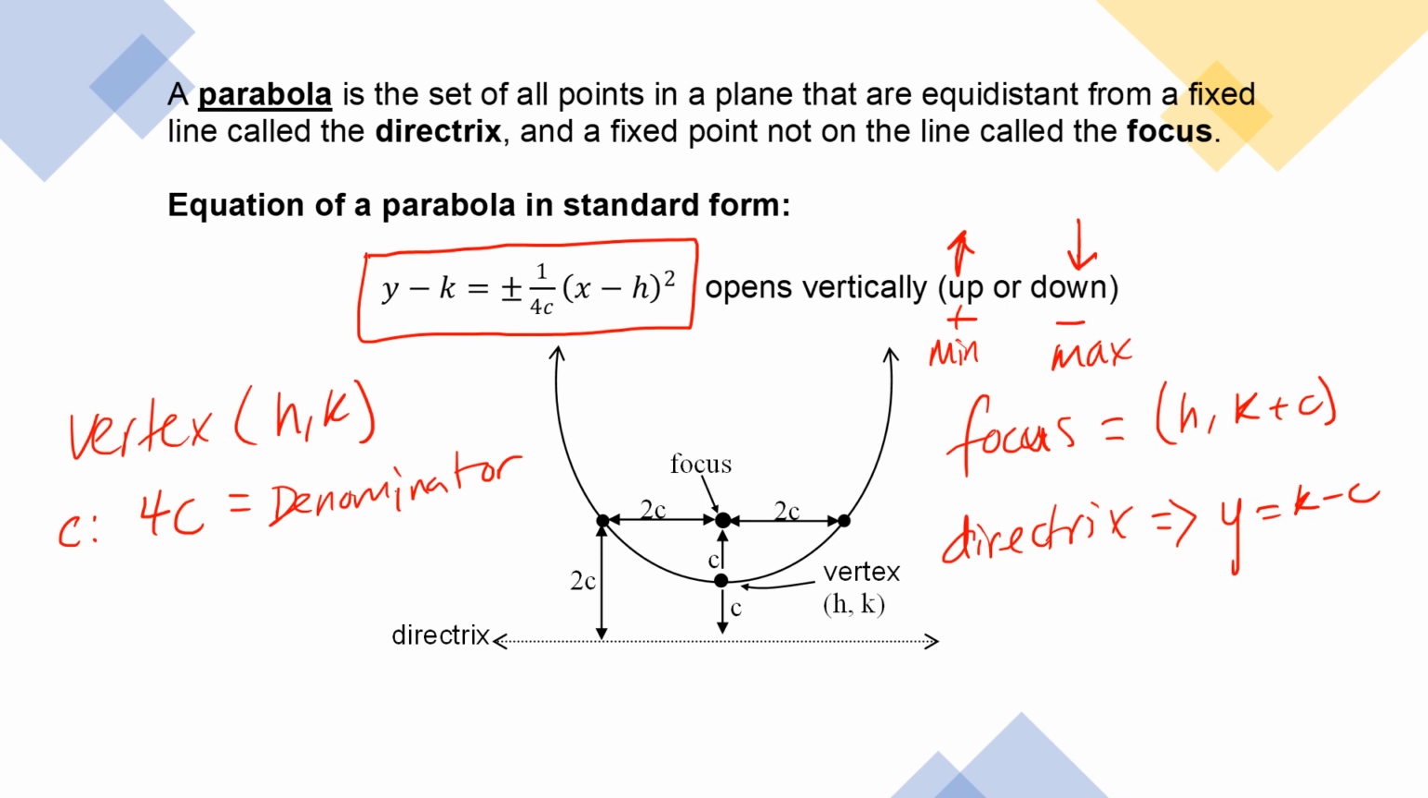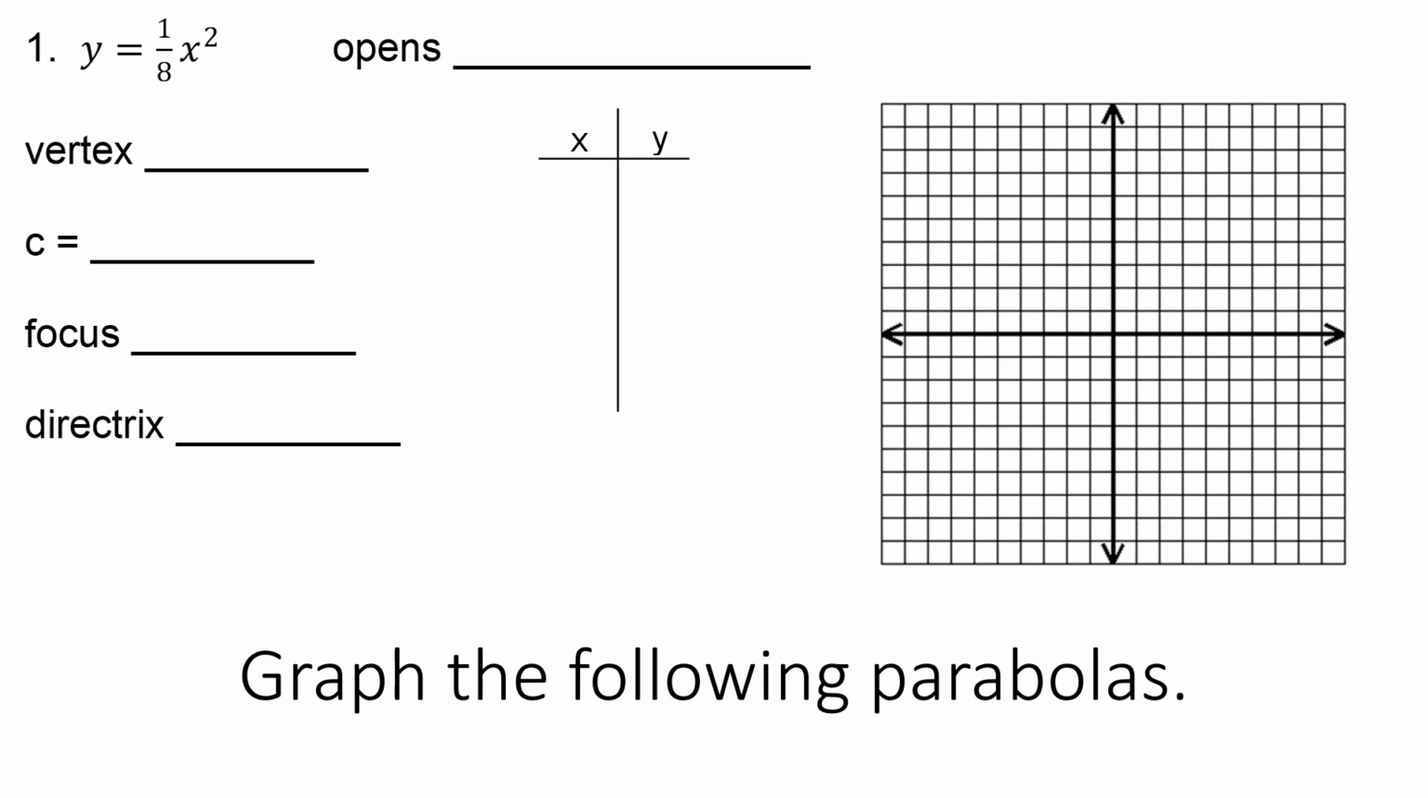So let's dive in. So here we have y equals 1/8 x squared, okay? So we're going to talk about whether it opens up or down. Notice here that we have a positive 1/8. Because it's a positive 1/8, we know that it's going to be opening up because our coefficient is positive, okay? All right, next, our vertex. Remember, your vertex comes from your h and your k. For this, our h equals, it's not there, so 0, and our k equals 0 because it's not there. So our vertex is going to be 0, 0.